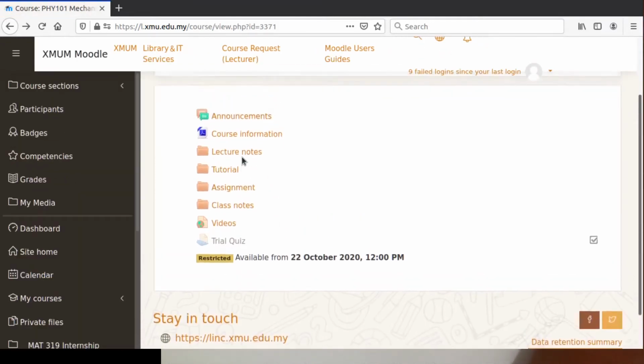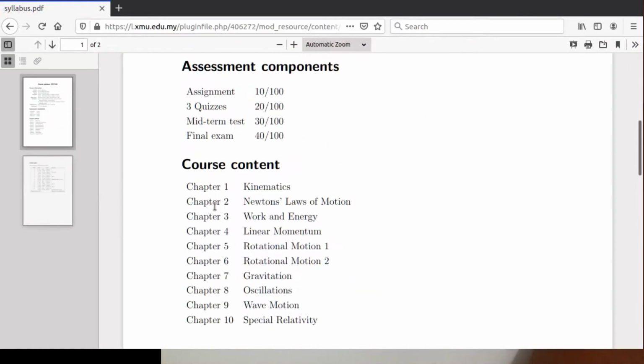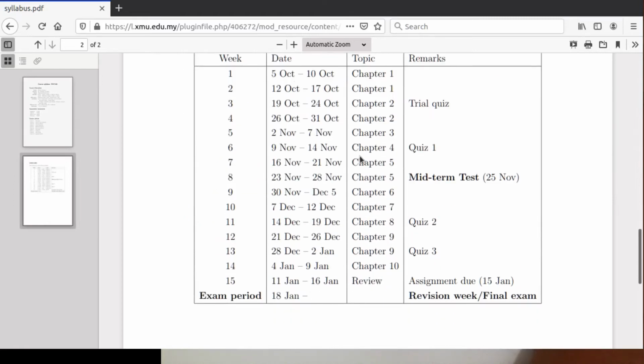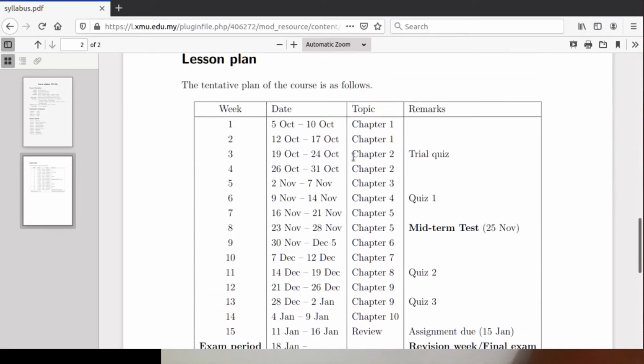If you look at our course information, we have 3 quizzes over the semester. This week is actually a trial quiz just to get you used to the system, and then the first real quiz will be in week 6. I plan to put the quiz on week 6, let's say on Thursday to Friday. So hopefully everyone is okay.